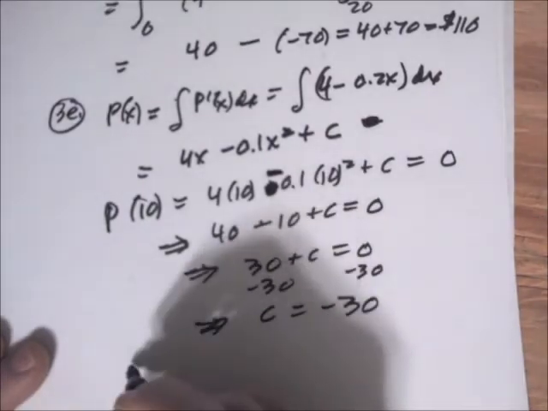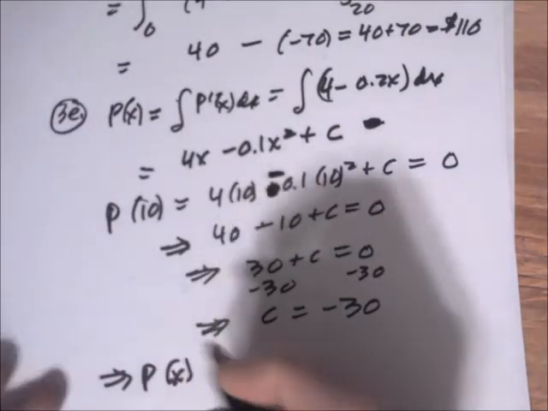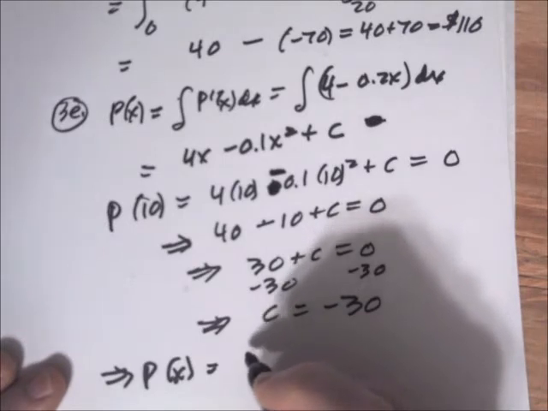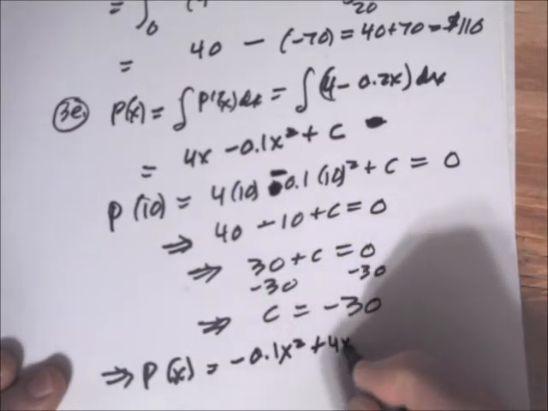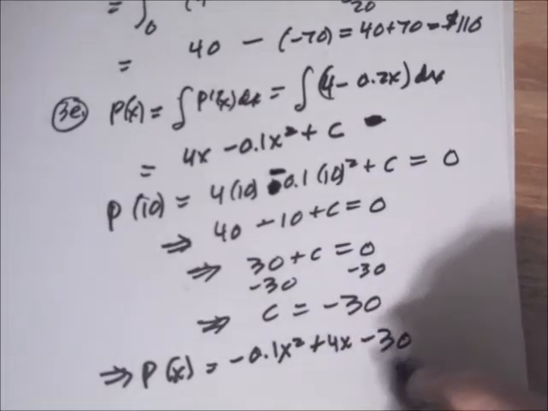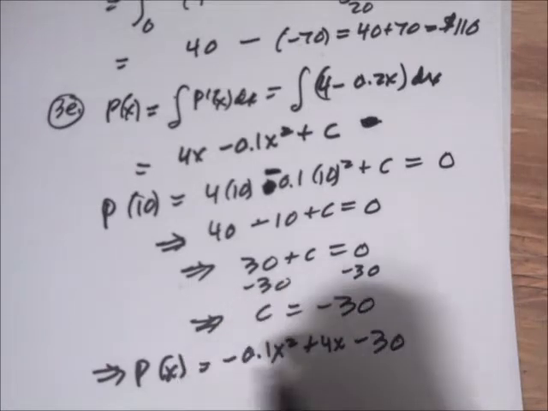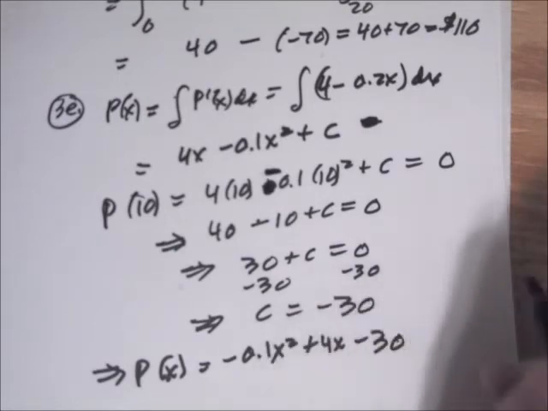So that means that P of x, if we write these in order from the largest power of x, is negative 0.1x squared plus 4x minus 30. So negative 30 would represent the overhead cost. If you sell 0 gallons of paint, you have 0 plus 0 minus 30, so you're out $30. So that's the overhead cost.